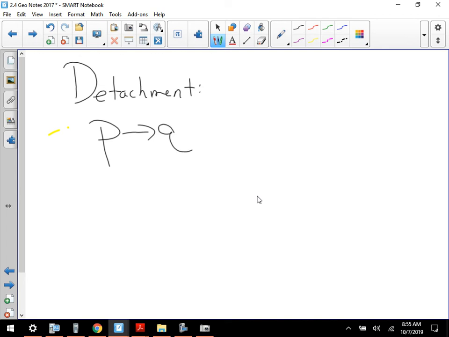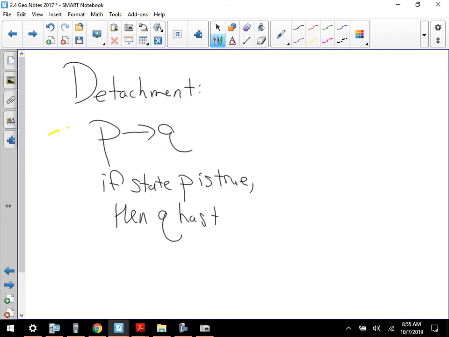Now, with detachment, for it to work, if they state P is true, then Q has to be. So think of it this way. The conditional statement was, if she spends more than $30, then she can't buy the birthday gift. She spent $40. Isn't that saying that the P part is true? She spent more than $30? Is 40 bigger than 30? Yeah. That's why the following part works itself out.